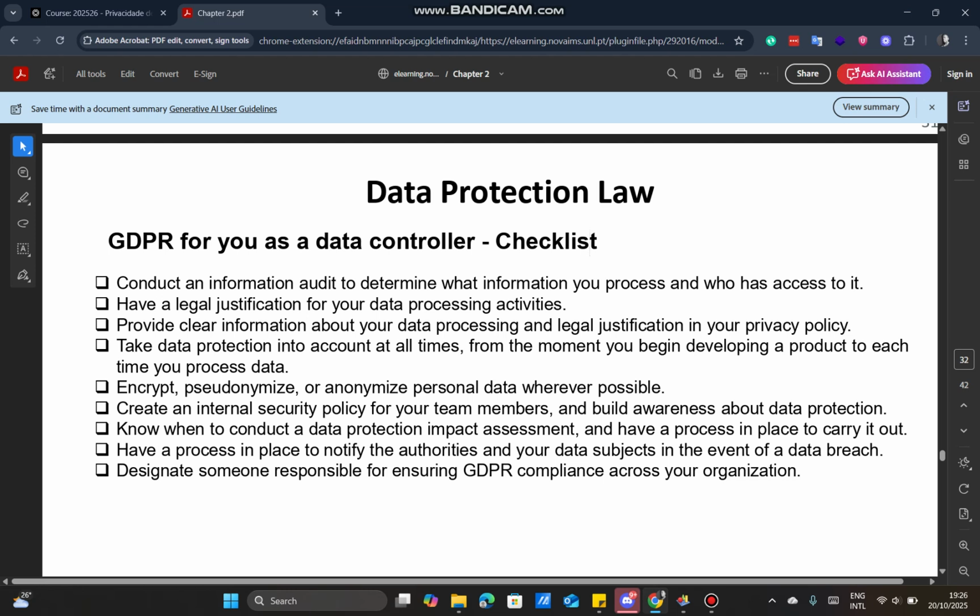The first being try to conduct an information audit to determine what information you process and who has access to it. Okay. You need to have a legal justification for your data processing activities. Okay. And you also need to provide clear information about the data that is being processed and the legal justification in your privacy policy. Okay.